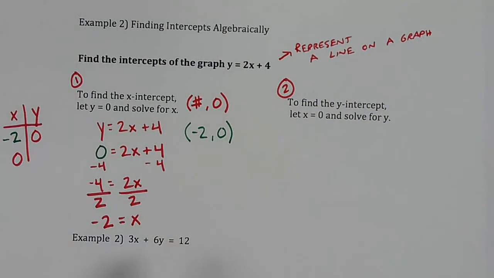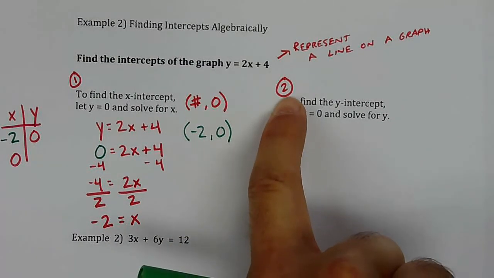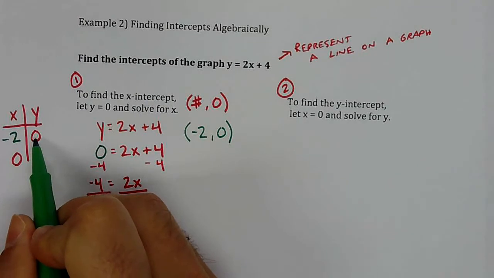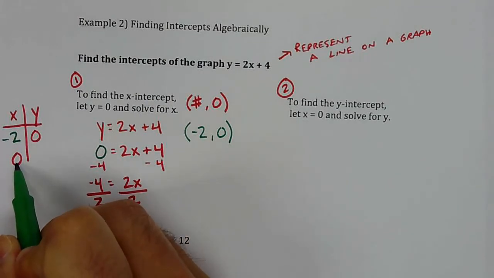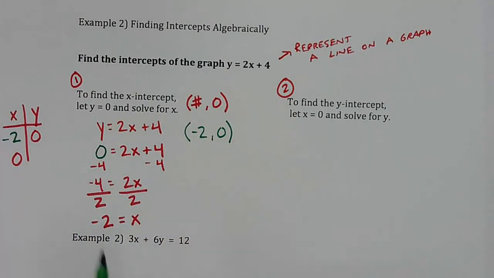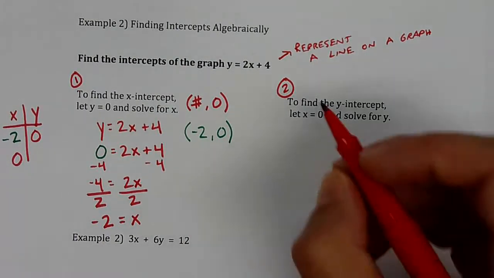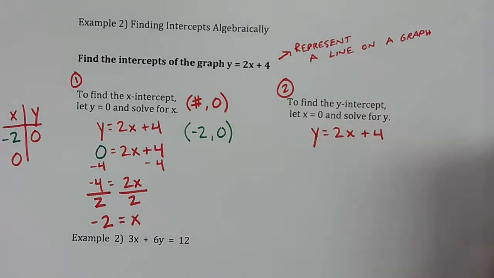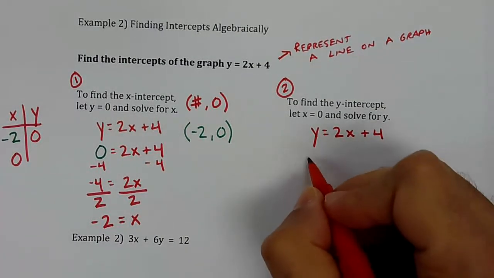That's one half of the problem. Now we need the other intercept. So problem 2 within this. Now I did y was 0. Now I want to replace the x with 0, because that's going to help me find that y-intercept. So I'm going to take my equation, y equals 2x plus 4, but this time replace x with 0.